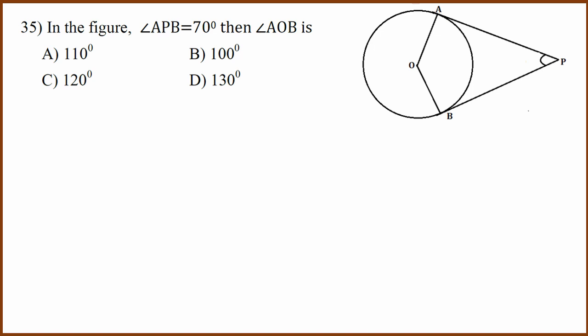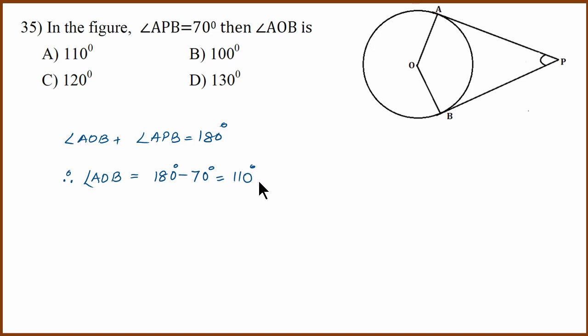35th question. The APB angle is given as 70 degree. So this angle is 70 degree. They have asked what is the value of the angle between the radius. So the angle between the radius will be 110 degree, because if you add the angle between the radius and the angle between the tangent, it has to be 180 degree. So that is 110 degree.